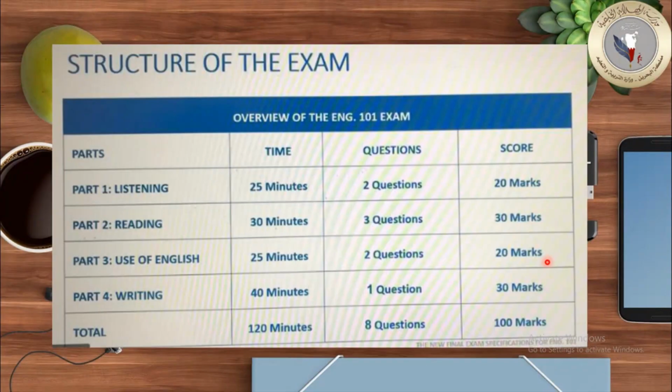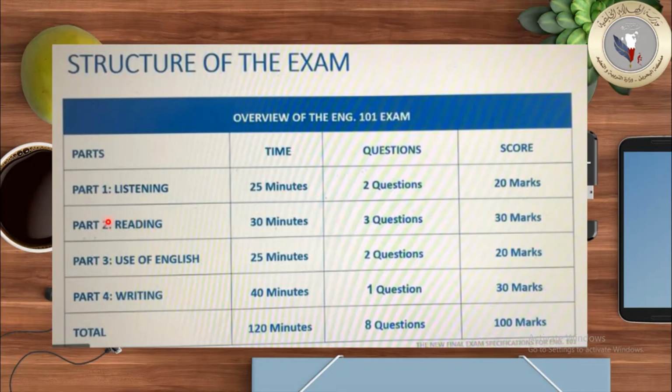Now I think I have covered the most important parts of grammar and vocabulary. Now let's have a look at the structure of the exam. Here is an overview of the Eng101 exam. As you see here, we have 4 parts of the exam, inshallah. Part 1, listening. We have 2 questions for listening out of 20 marks. For each question we have 10 marks, and total is 20. And the time for this question is 25 minutes.